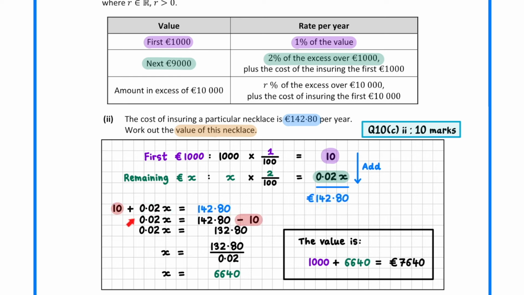First, we should subtract 10 from both sides. Then we should simplify the right-hand side. From here, we can divide both sides by 0.02 and simplify. This tells us that x, the value that gets charged at 2%, is equal to 6640. To find the total value of the necklace, we must add on the €1,000 that was charged at 1%.